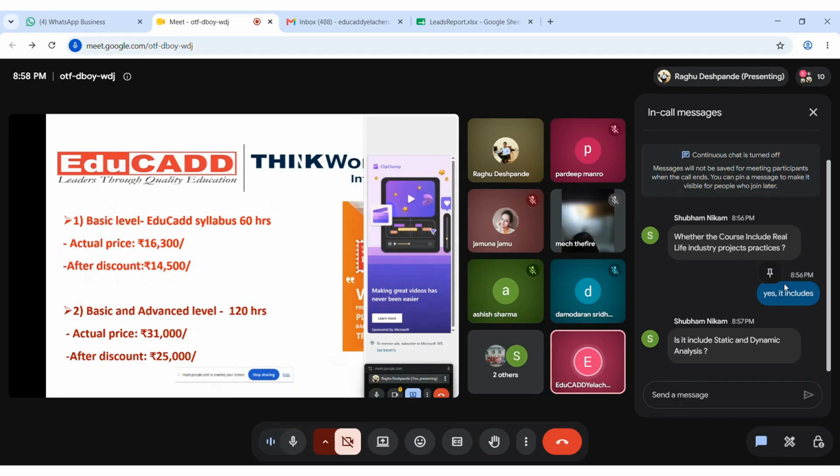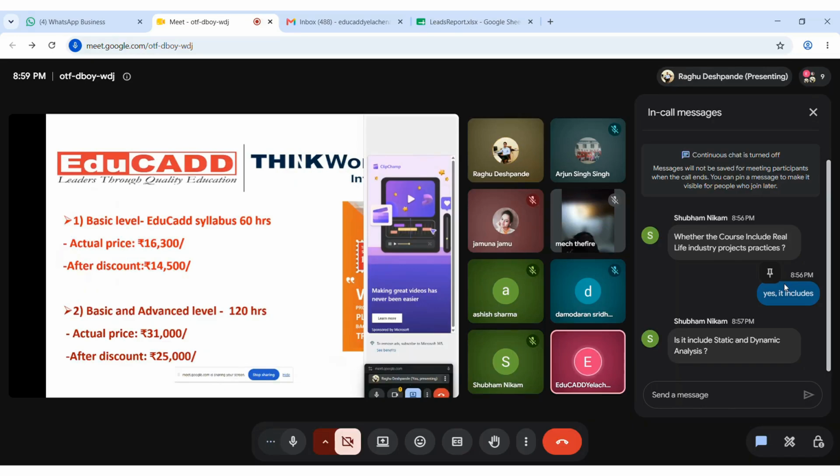Ashish Sharma, are you a student or a working professional? Shubham is asking, does it include static or dynamic analysis? Yeah, we have a basic level and an advanced level. So dynamic analysis will be taught in the advanced level.